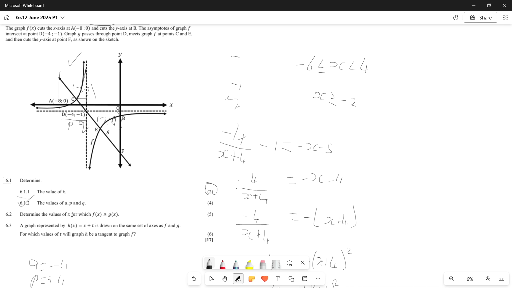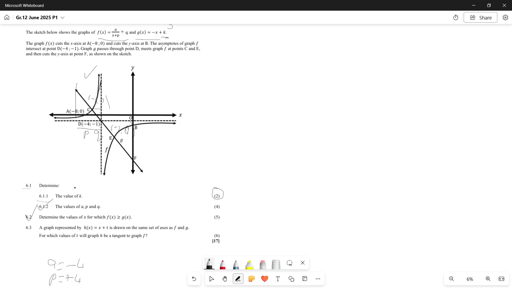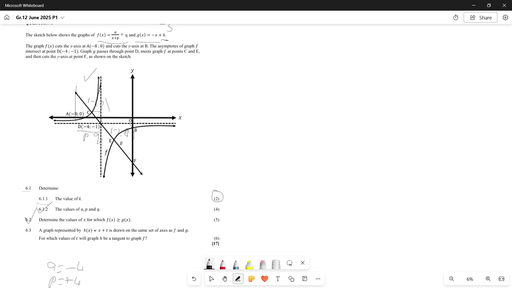So now we have determined the values of x for which f of x is greater than or equal to g of x. And then 6.3, a graph represented by h of x equals x, so there's a positive gradient, +1, plus t, so we don't know the y-intercept of this graph, is drawn on the same set of axes as f and g, for which values of t will graph h be a tangent to graph f. So at this stage, a tangent to graph f will be something that only hits this point once. So we have a line going through there.